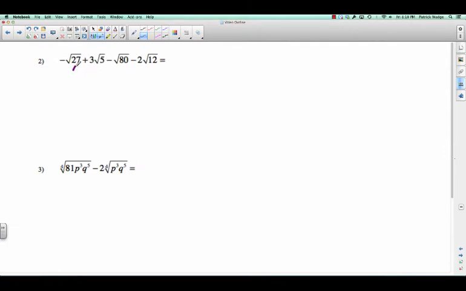Okay, simplify before you give up, because right now it looks like there's nothing you can do, but we're going to simplify. 27 is 9 and 3, and 9 is 3 and 3, and we're looking for a pair. And you do have a pair. So this is negative. We'll leave the negative outside. 3 comes out, and this 3 stays inside. Plus, you can't simplify this radical. 5 is a prime number, so it just stays as 3 root 5.